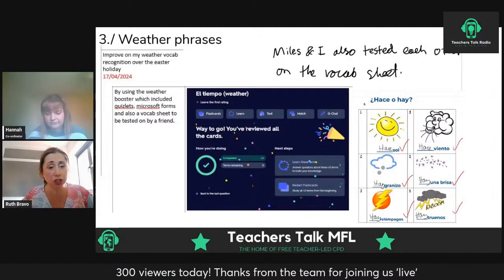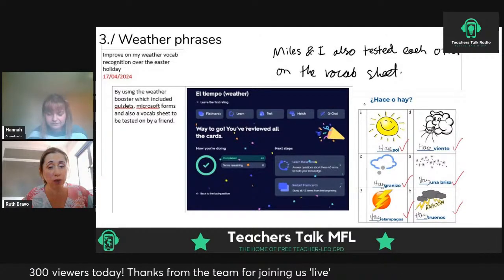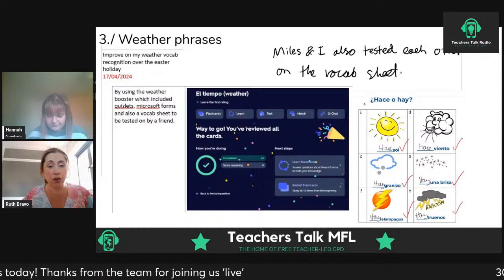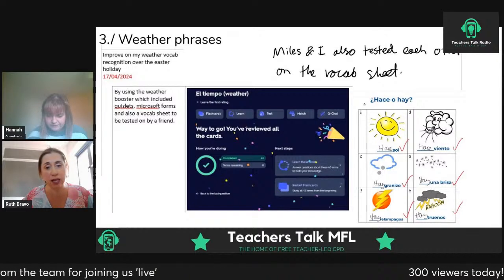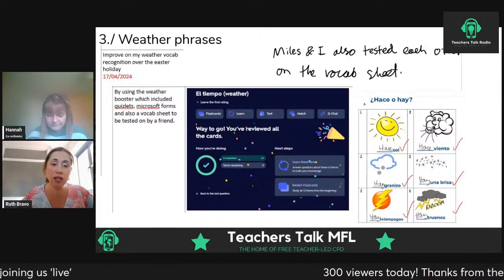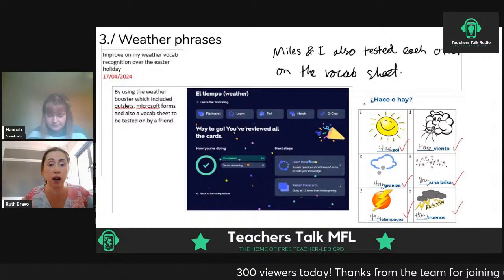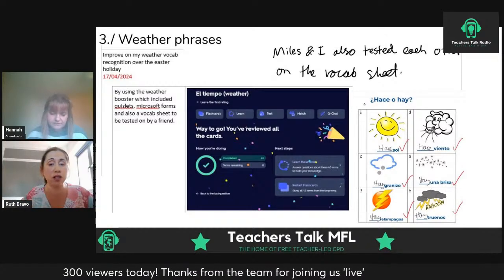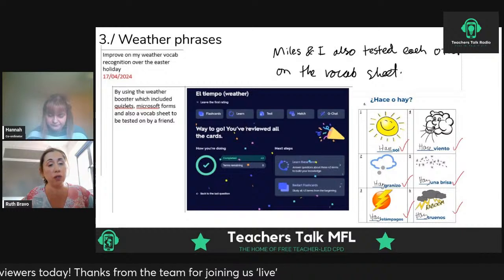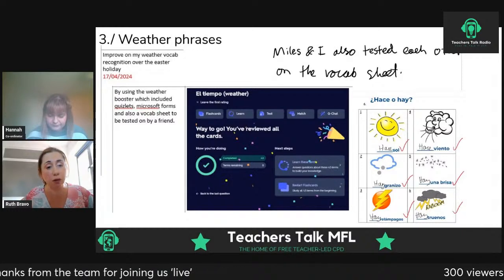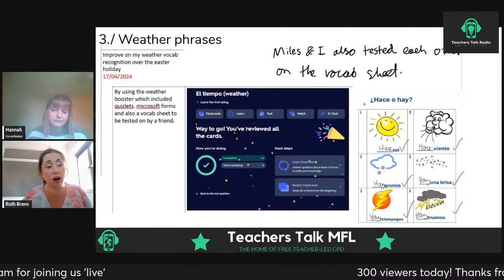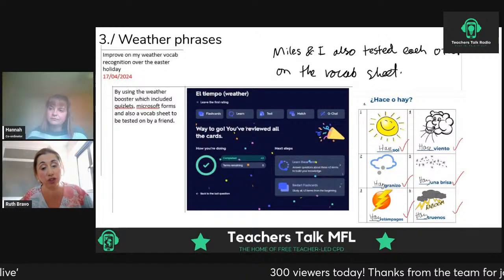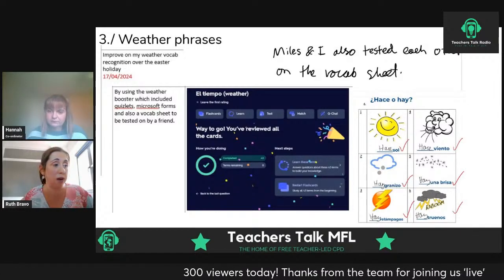This particular student was really struggling with the phrases. So he's gone off, done a little Quizlet, done a little gut feel activity. And I really like his reflection because it says Miles and I also tested each other on the vocabulary sheet. So it's really nice that they're using this as kind of a log of what they're doing, which is not just them on the computer or in the book. They actually are involving and working with other students. So that is really, really empowering.